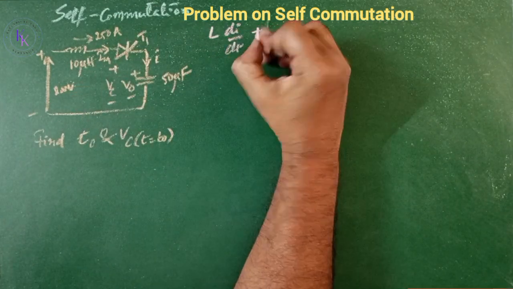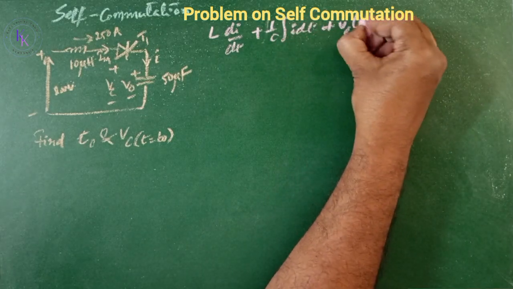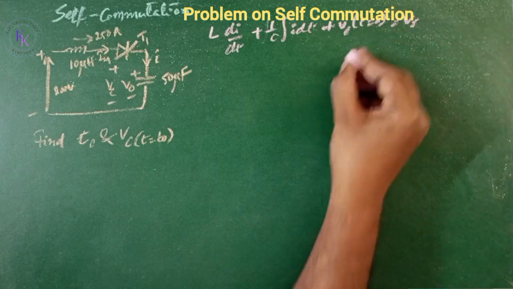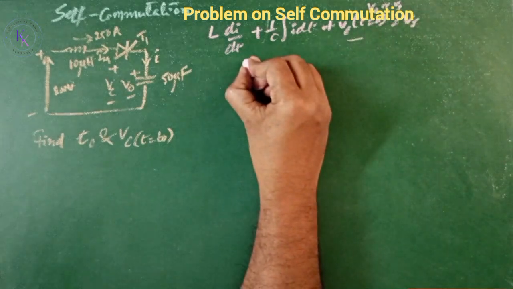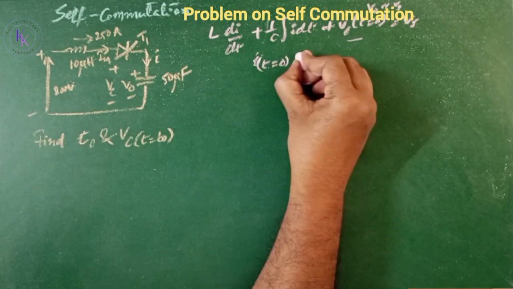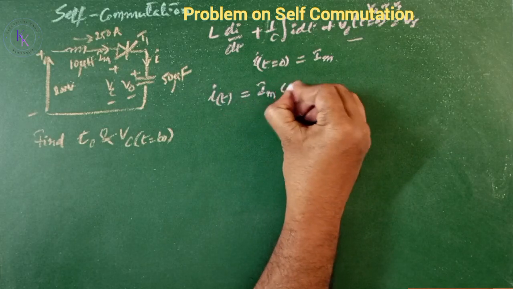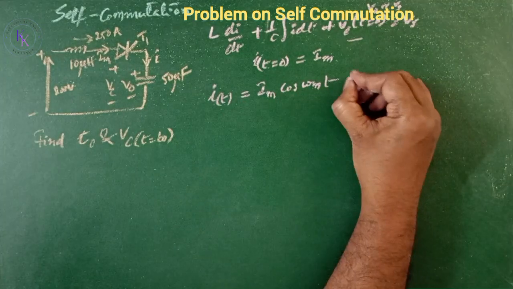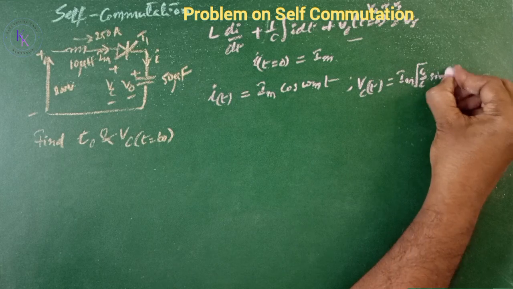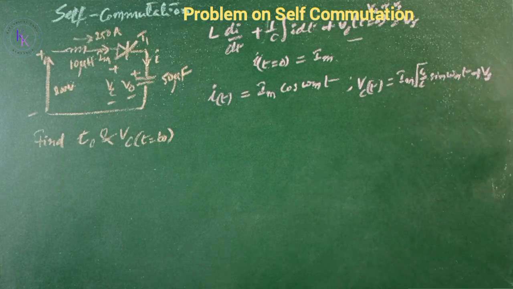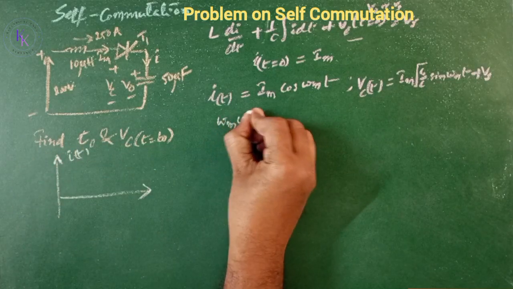L di by dt plus 1 by C integral I dt plus Vc at t equals 0 equals Vs, and Vc at t equals 0 is V0 or Vs. The initial condition is current I at t equals 0 equals Im. The solution for this is I of t equals Im cos omega m t, and Vc of t equals Im root L by C sin omega m t plus Vs.